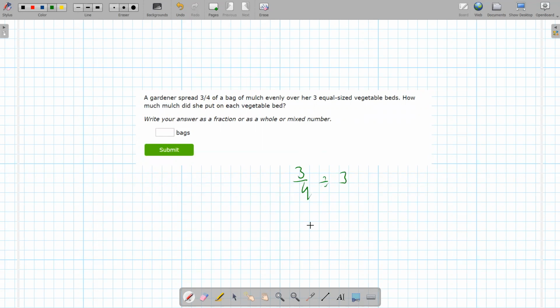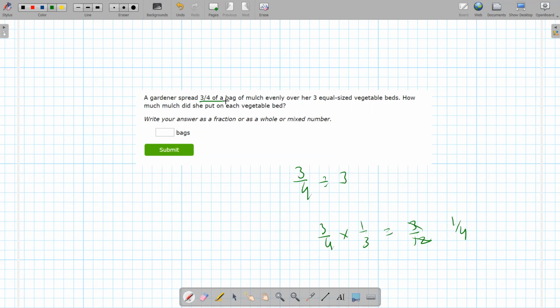Oh, okay. So 3 over 4 times 1 over 3, that's going to be 3 over 12, which reduces to what? What does 3 over 12 reduce to? Is it 1 over 4, okay? 3 over 12 reduces to 1 over 4, and that is our answer here. Does that make sense? Yep.